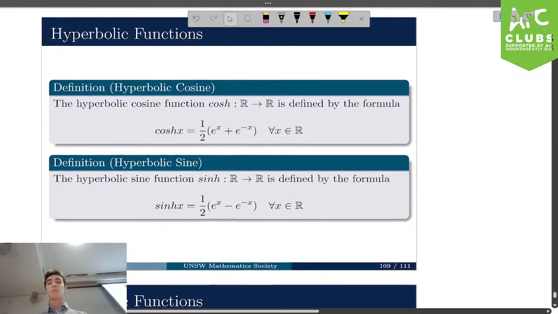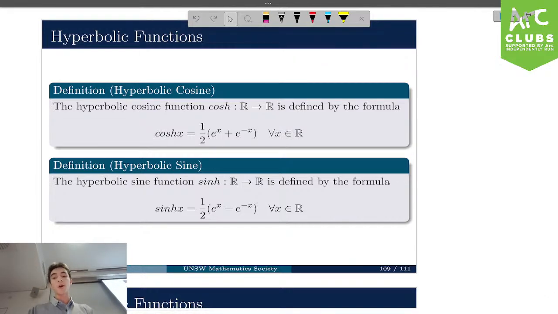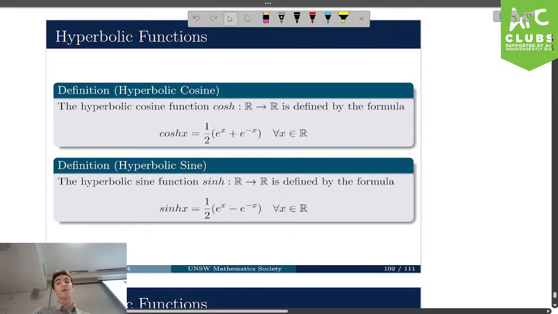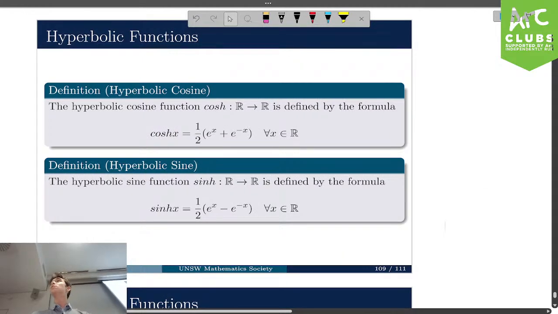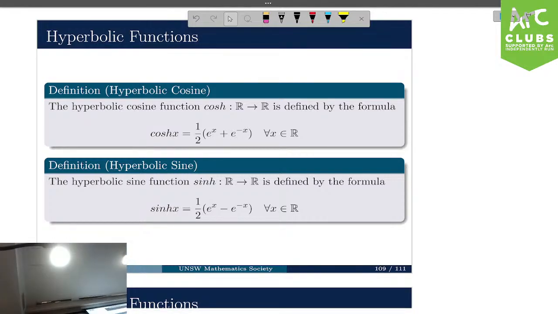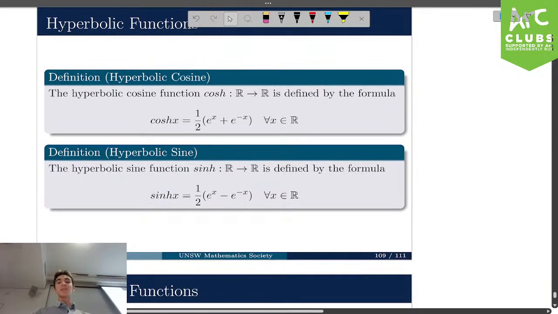All right, and for our final topic this evening is hyperbolic functions. This is something you probably did not see in high school: hyperbolic cosine, hyperbolic sine. They're defined quite differently from sine and cosine that we're used to, but they do follow some of the same identities.